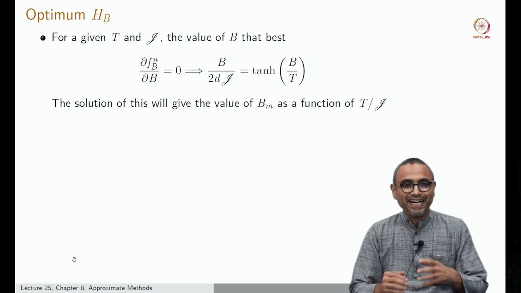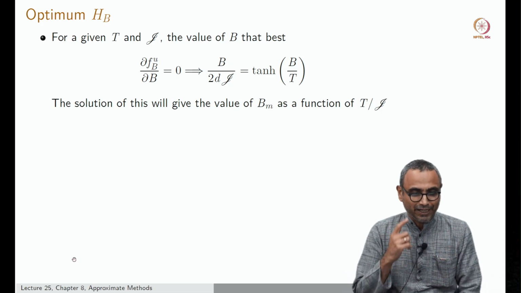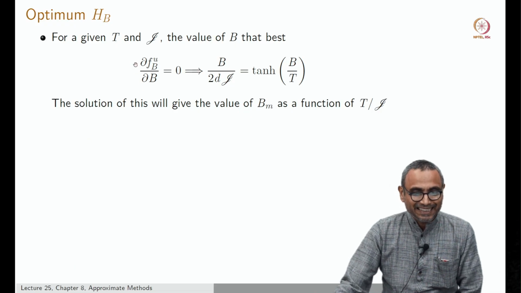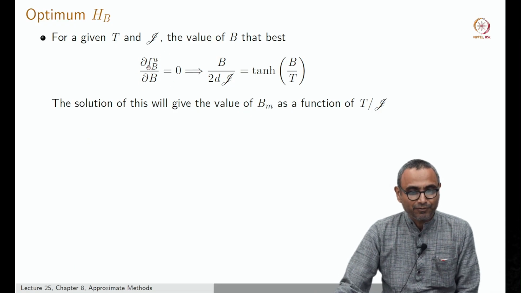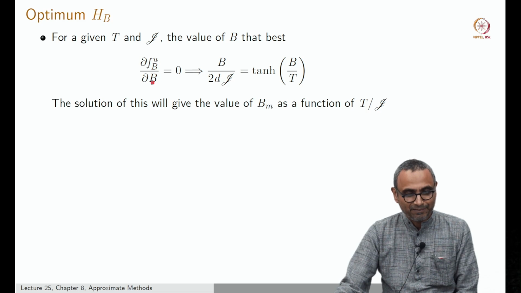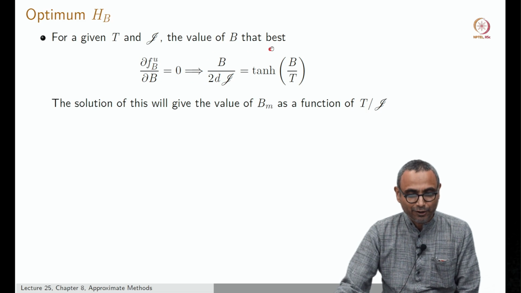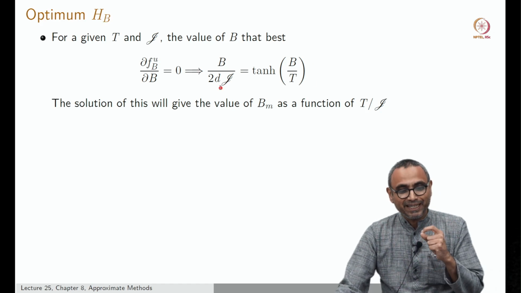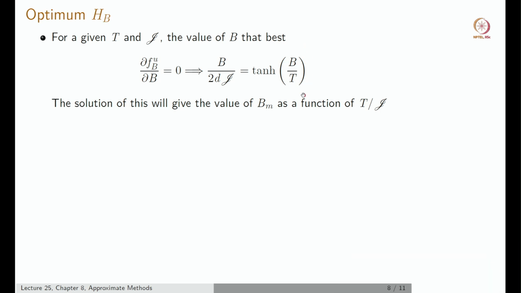When I do this algebra, it's a very straightforward thing. You can do it very easily. You will see that setting the derivative of little f_U with respect to B equal to 0 will force an equation on you which says that the optimal value of B will satisfy this equation. It says that B divided by 2dJ is equal to tanh(B/T).